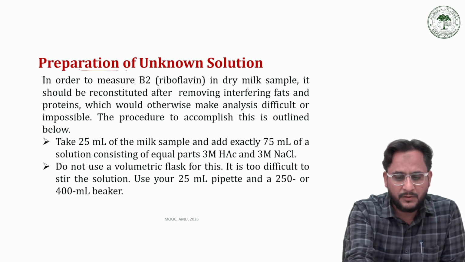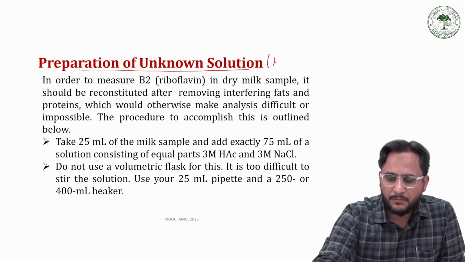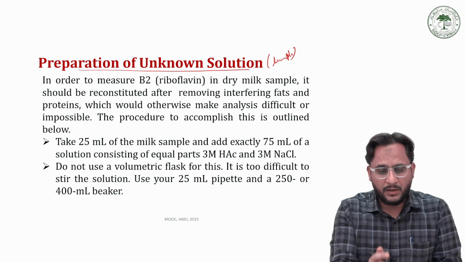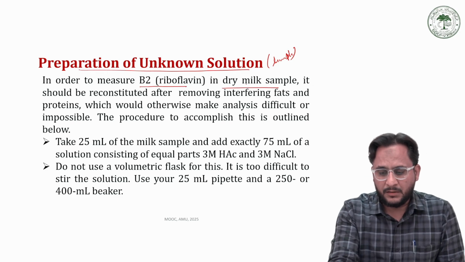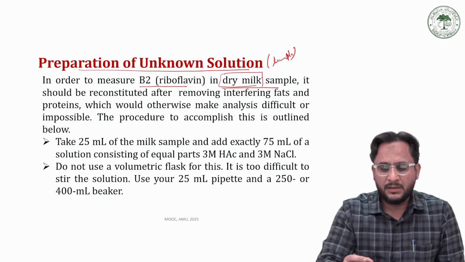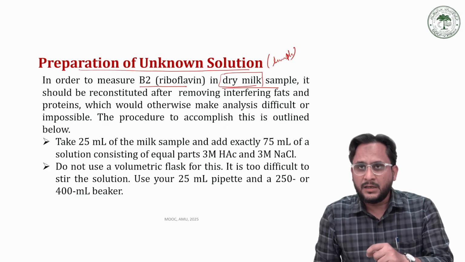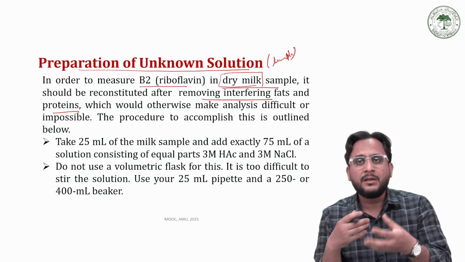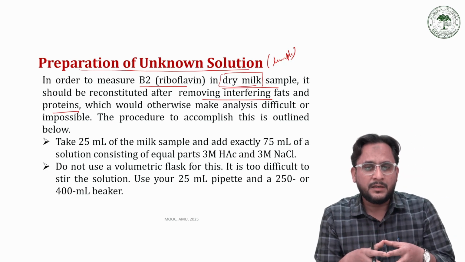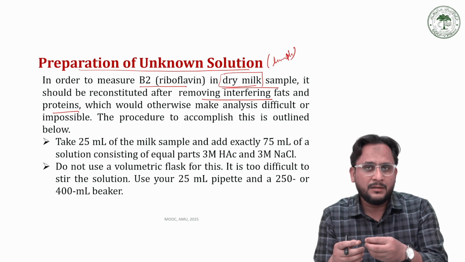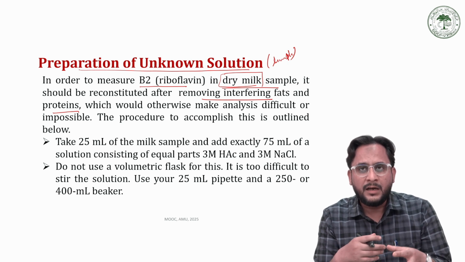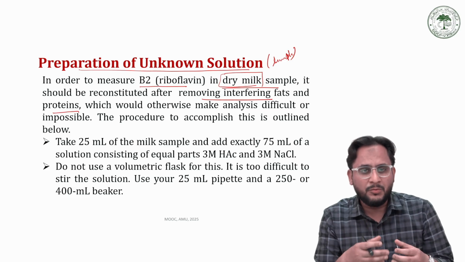So this is again the preparation of the unknown solution, which means this is our sample. In this particular case, as I told you, we have to identify the concentration or the quantity of vitamin B2 or riboflavin in milk. It is a dry milk sample. We take this dry milk, reconstitute it in water, and then we remove interfering fats and proteins so that they do not interfere with the light that is being used as a source of excitation, and to have reproducible and reliable results.